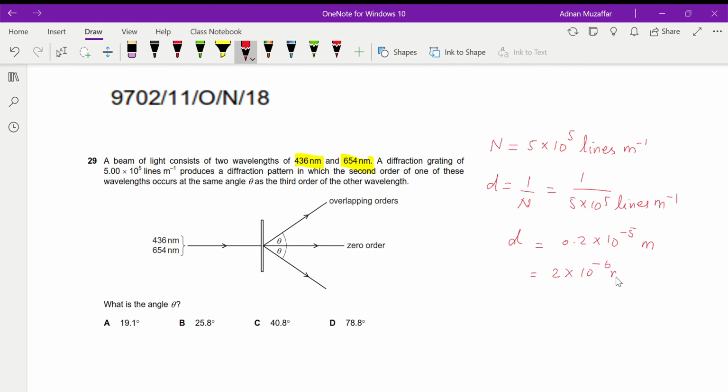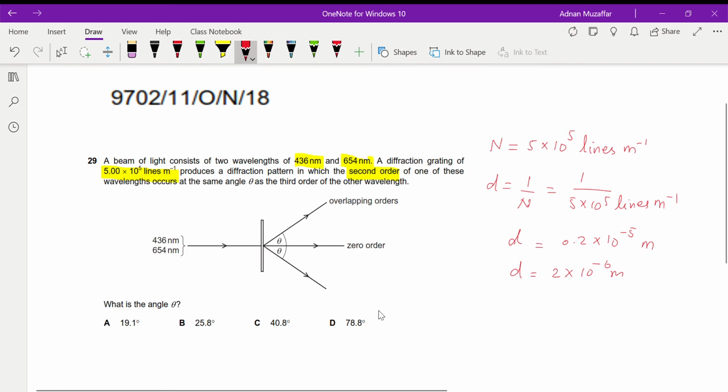So this is basically the first thing which you got from this information given here, number of lines per meter. Okay, and then further they have mentioned that it produces a diffraction pattern in which the second order of one of these wavelengths occurs. Second order. This is very important information. Second order of one of the wavelengths.